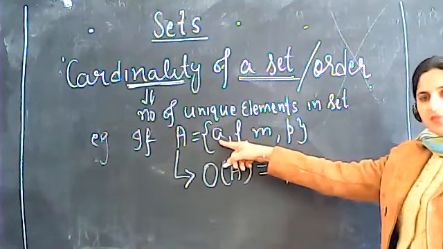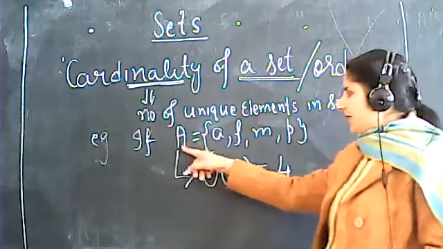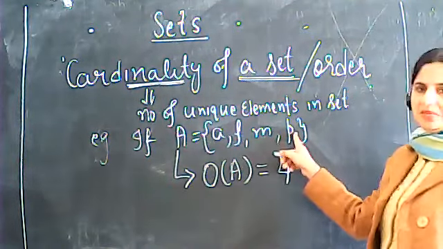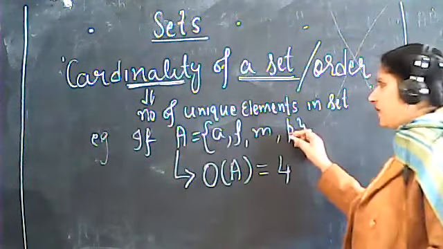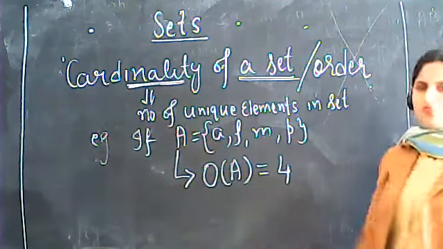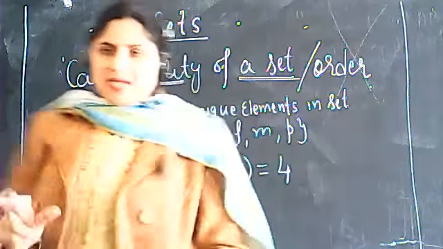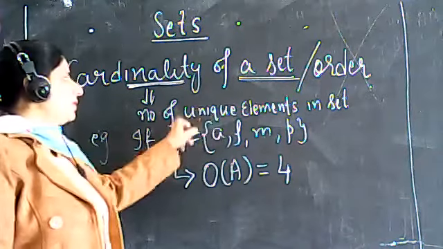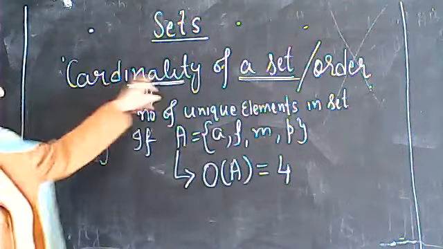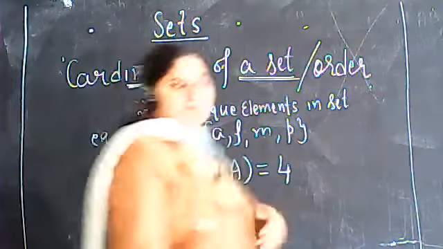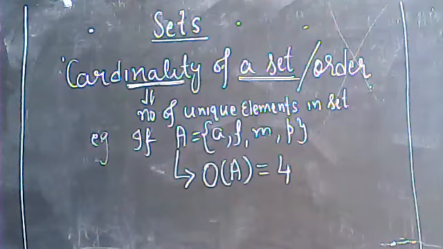Cardinality means the number of elements in a set. Now I have considered an example in which set A consists of 4 elements, that is A, F, M, P. So what is the cardinality of this set? This is equal to 4. Cardinality or order both mean the same. Cardinality means the number of unique elements, or you can say the number of different elements in a set. So this is the example to understand this definition. Beta, is the definition clear to everyone? Yes, ma'am. Okay, beta.